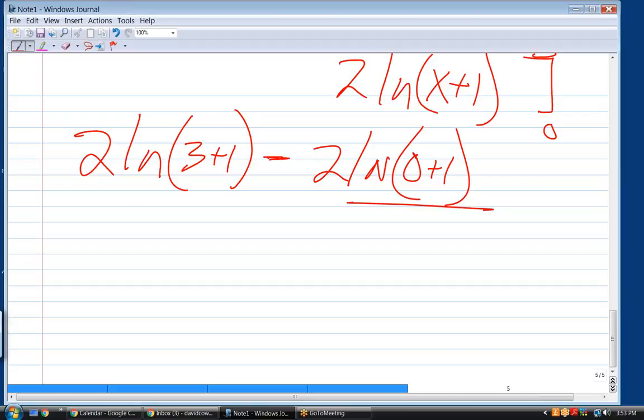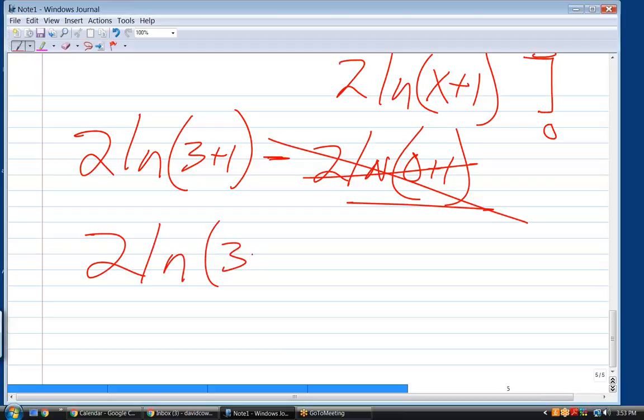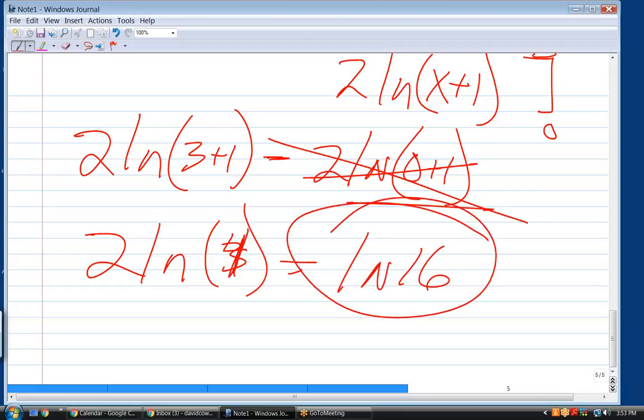Right? Correct. So this whole term disappears, and my answer is 2 natural log of 3 plus 1, 4 rather, and that's a number. Or I could even convert it to natural log of 4 squared, 16. There's your answer. Okay, cool. All right, that works.